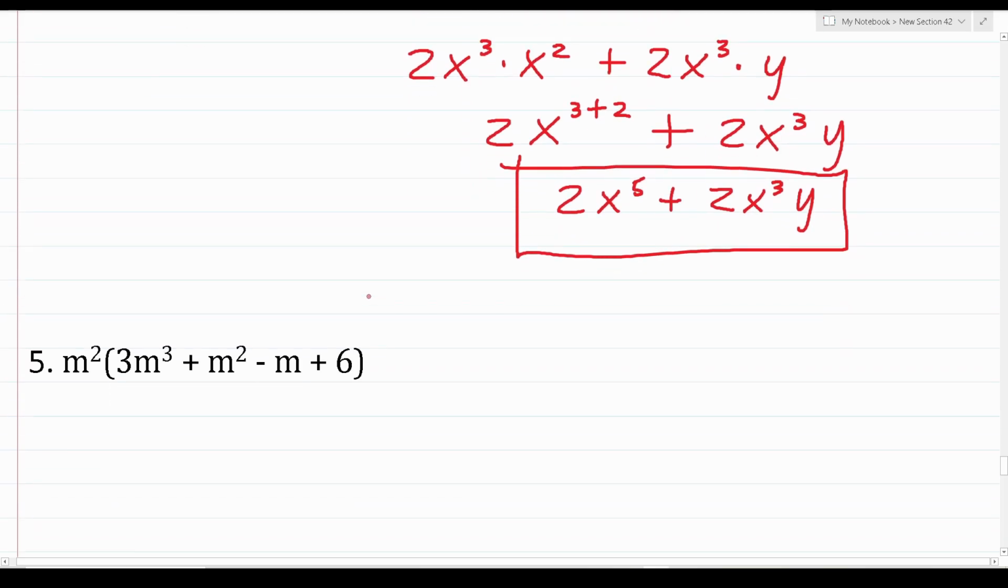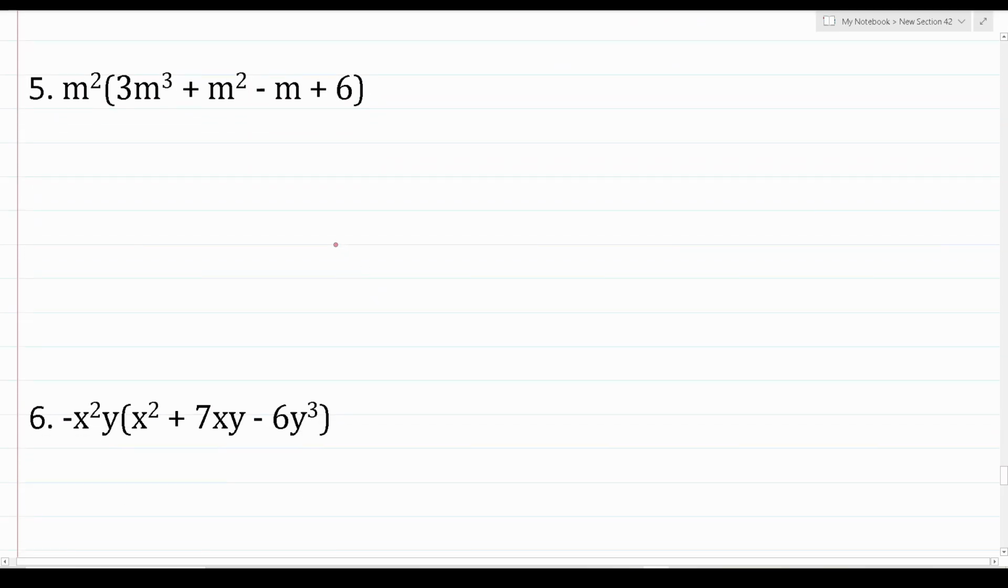All right, let's move on to number 5 now. We're halfway done with this one. And for this one, we have m squared times 3m to the 3rd plus m squared minus m plus 6. So I'm going to copy this one down right here, in case you're using your cell phone to watch this video, so you can actually see it. So we have m squared, 3m to the 3rd plus m squared minus m plus 6.